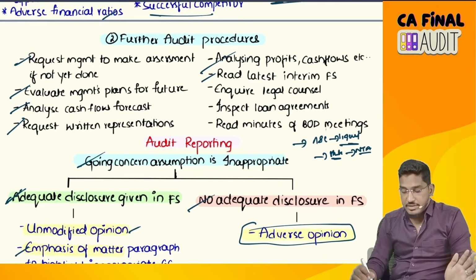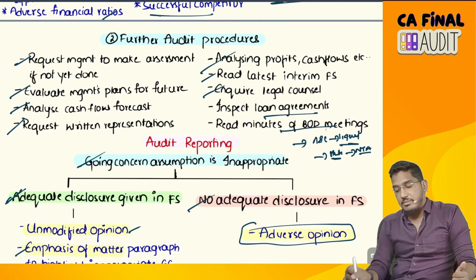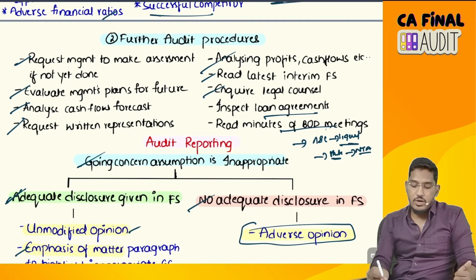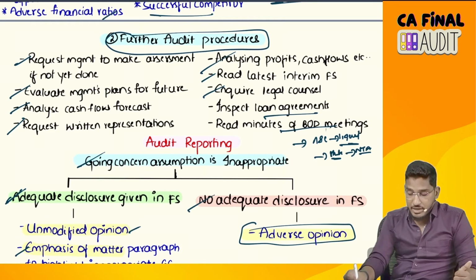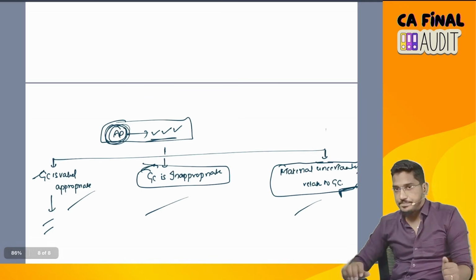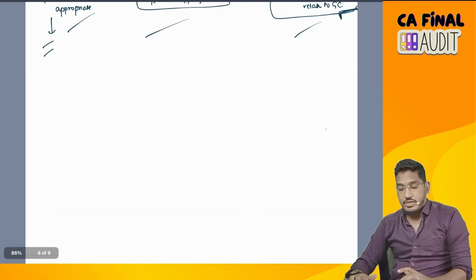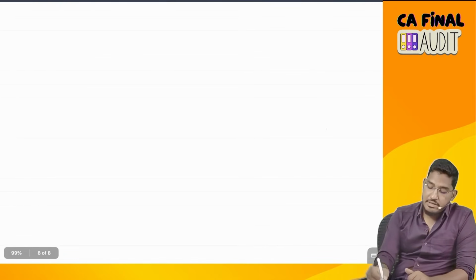Read the latest interim financial statements, inquire of the legal counsel, inspect the loan agreements, and even read the minutes of the board of directors meeting. So all these further audit procedures you will perform. Then you will have your observations, and depending on your observations, we are going to fulfill the reporting requirements. Understood? So this is what there is regarding SA 570. So we have completed SA 570 also.